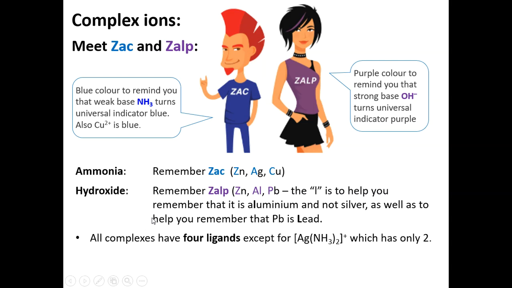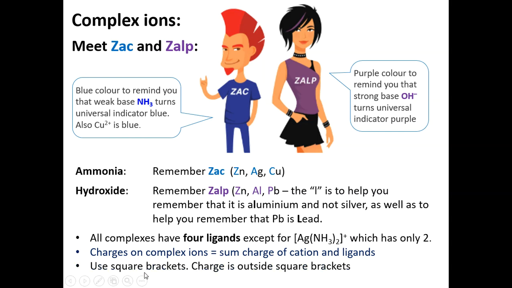Also, when you're trying to construct the complex ion, all these cations will combine with 4 ligands, so 4 ammonia molecules or 4 hydroxide ions. The only exception is silver, which is 2. The next thing to remember is the complex ion has a charge, and we'll look at examples, but you simply add up the charge of the cation and of the ligands, and that gives you the final charge, which you put outside the square bracket.